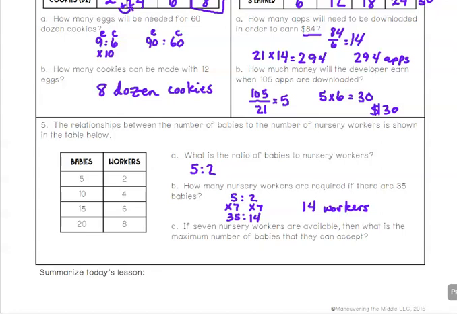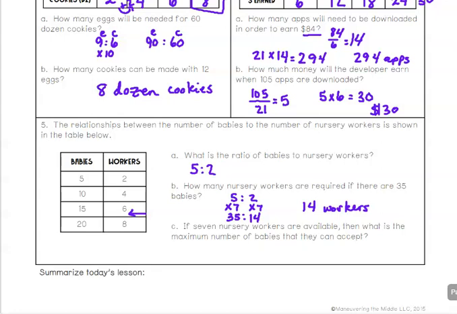All right, so if 7 nursery workers are available, then what is the maximum number of babies they can accept? Okay, so this one is a little bit harder because 7 would be in between here. We're actually multiplying by something that's not a whole number, so that's a little bit harder. So since it's in between, what I would suggest you do is you figure out how many it is for each one, which I know is a little weird.